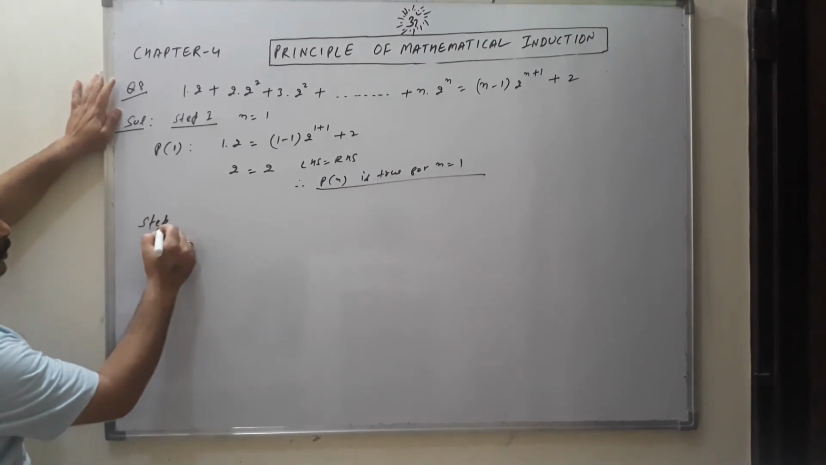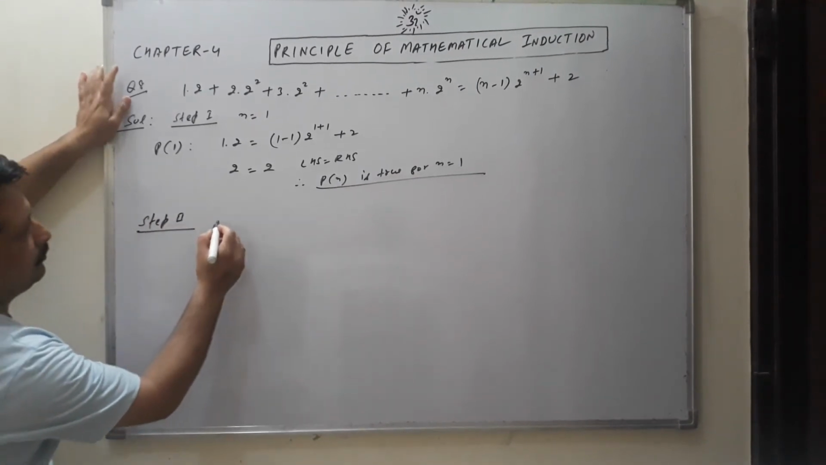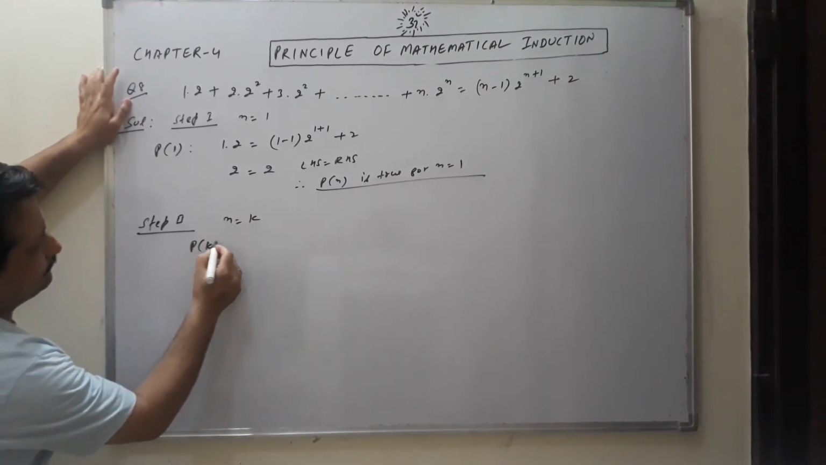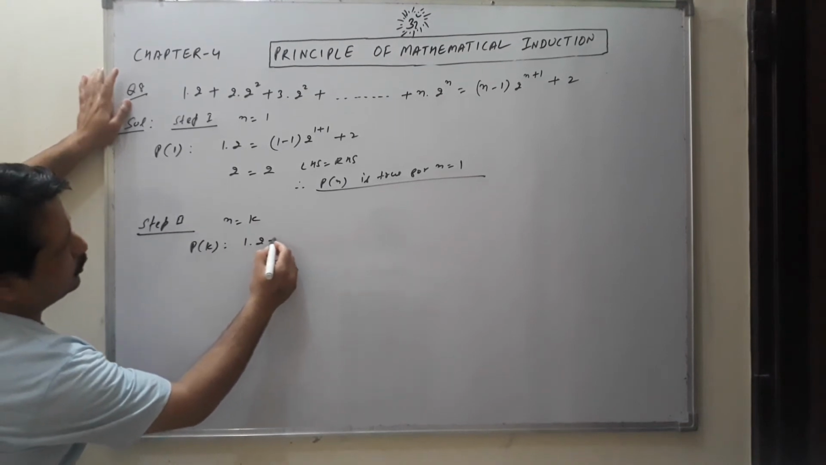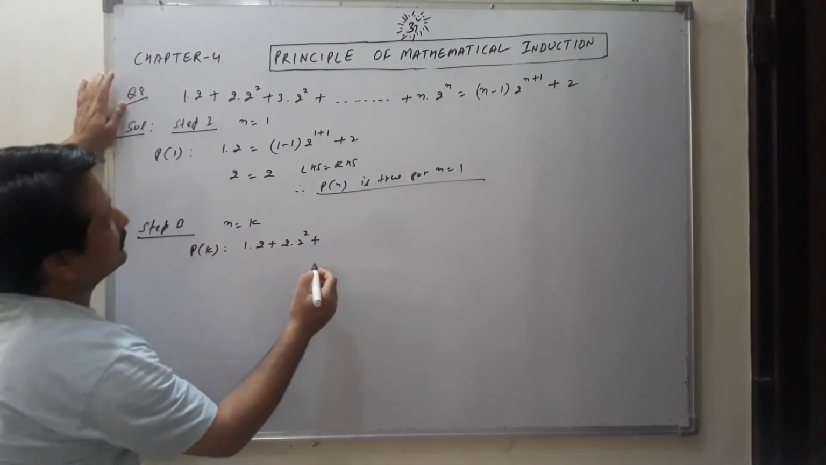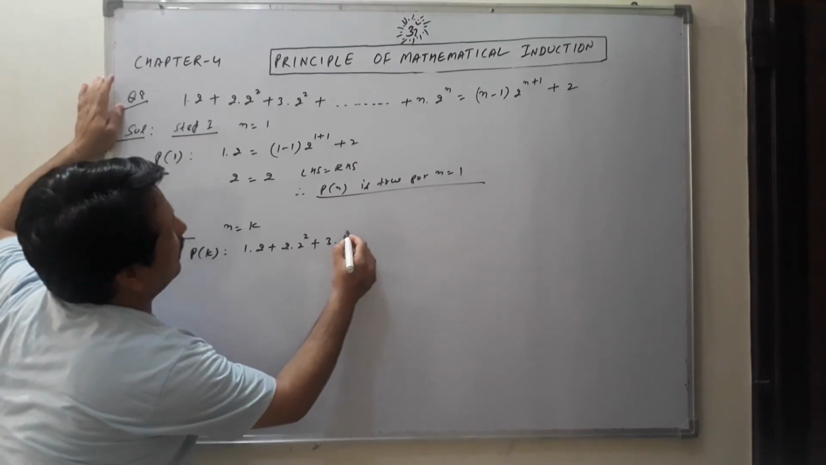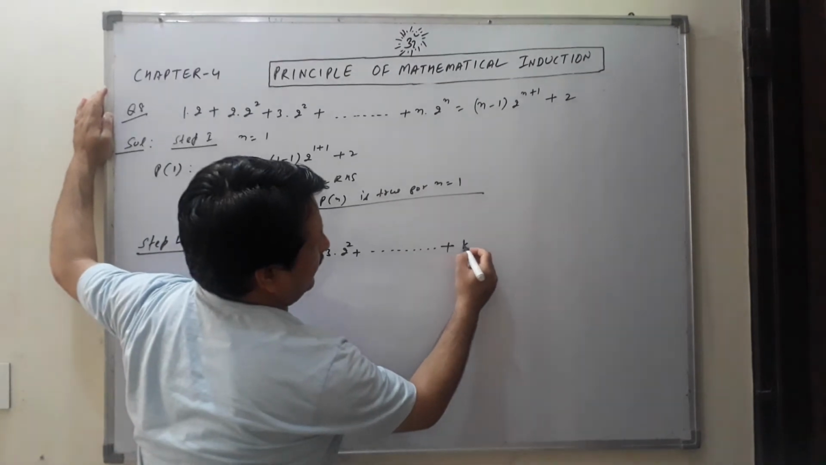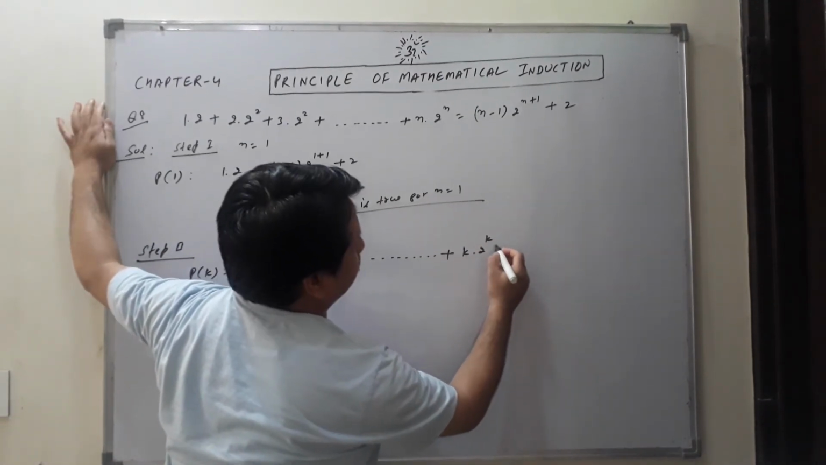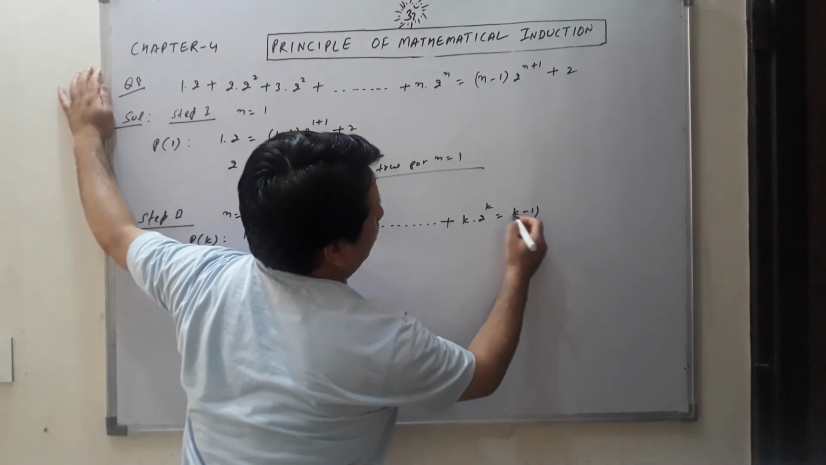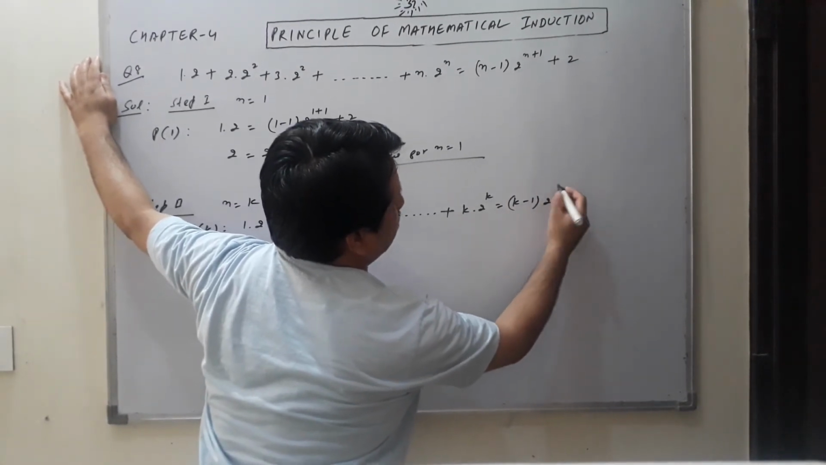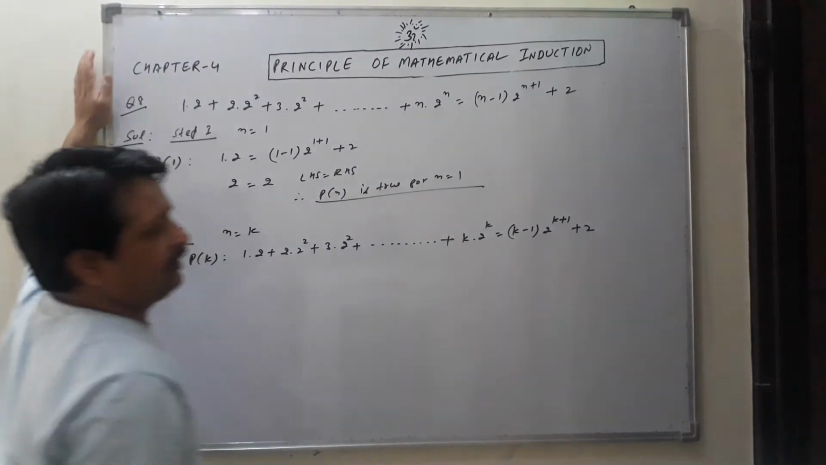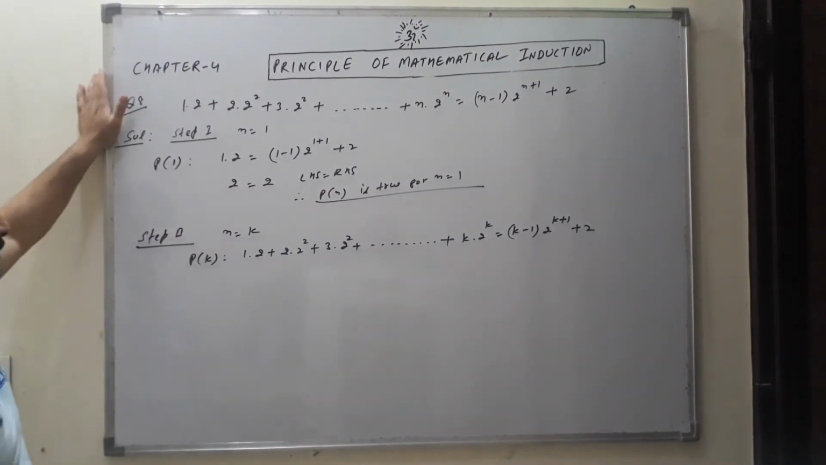Come with step number 2. Put n equal to k. So P of k such that 1 into 2 plus 2 into 2 to the power 2 plus 3 into 2 to the power 2 plus, and so on, k into 2 to the power k, is equal to (k minus 1) into 2 to the power (k plus 1) plus 2. At the place of n, everywhere we will write k, students.